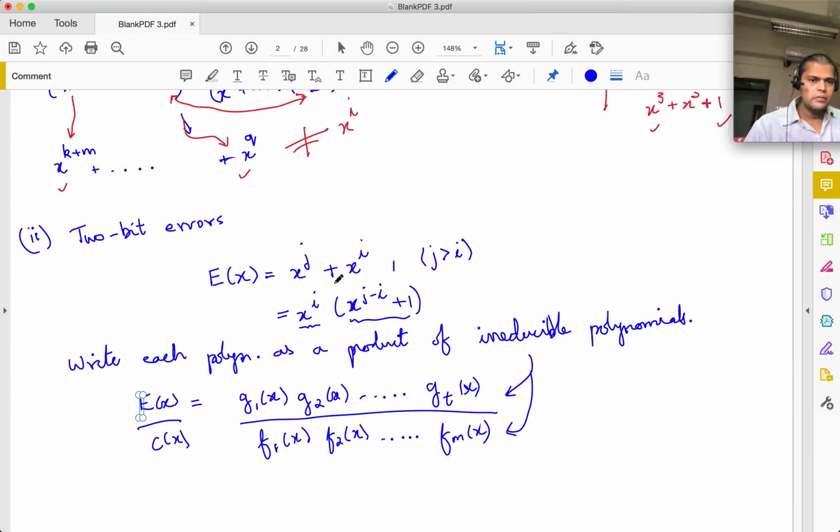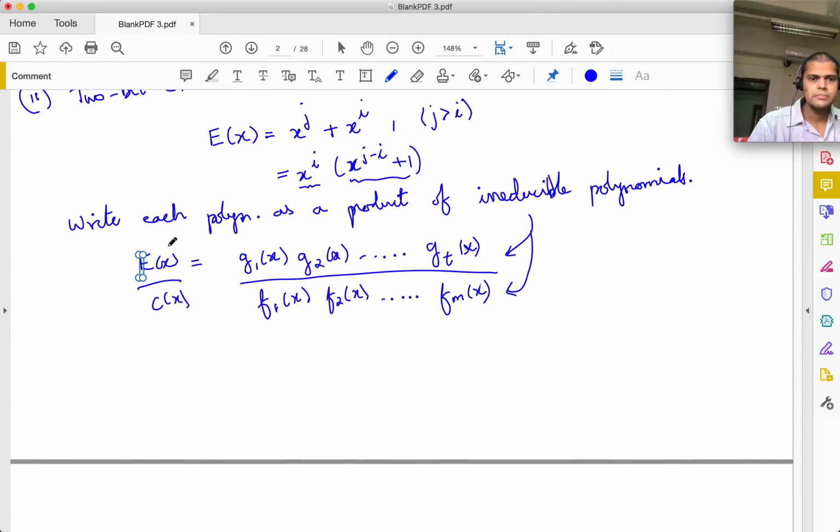So what do we want over here? Well, suppose in what case is c of x going to divide e of x? Well, when we are going to be able to cancel all of these terms at the bottom with terms at the top. Okay, that's when we are going to have c of x being able to divide e of x.